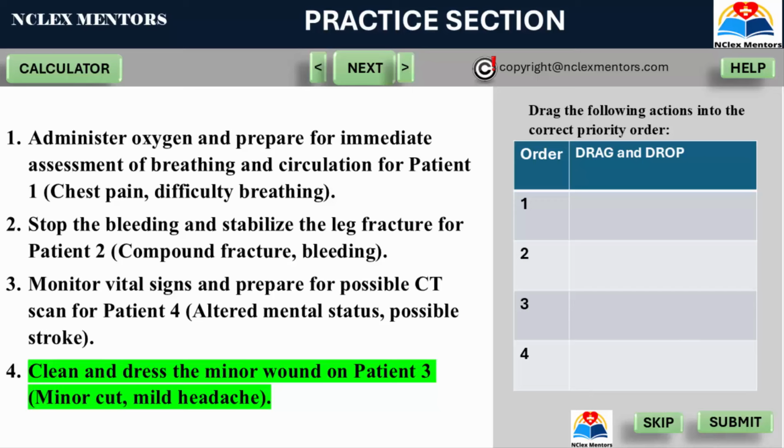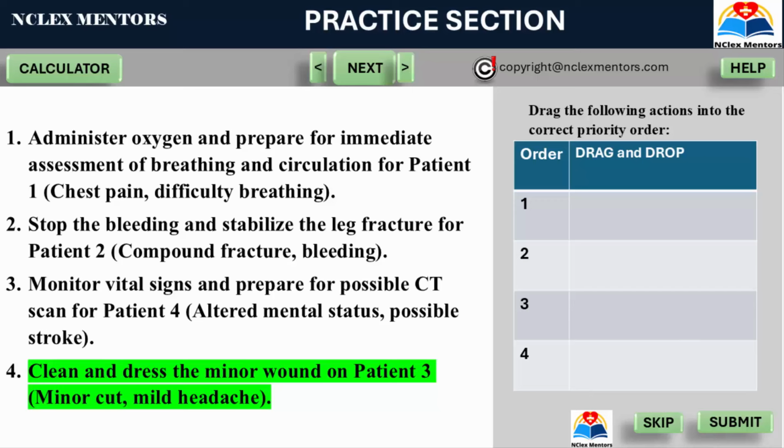Let's quickly review the correct order. 1. Patient 1, administer oxygen and assess breathing and circulation. 2. Patient 4, monitor vitals and prepare for CT scan. 3. Patient 2, stop the bleeding and stabilize the fracture. 4.